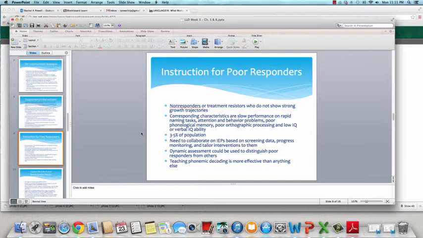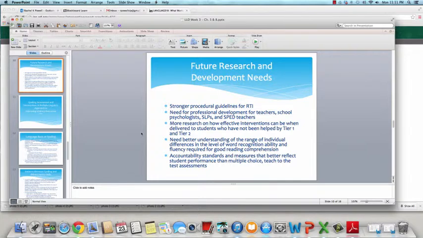But again, teaching phonemic decoding is more effective than anything else in helping these children learn how to read. So we come back to the same thing over and over again. So, some future research and development needs. You need stronger procedural guidelines for RTI because it varies so much from state to state and even from district to district. And states have set forth their own guidelines and they may or may not be utilized appropriately in schools. You have a need for professional development for teachers, school psychologists, SLPs, and SPED teachers.